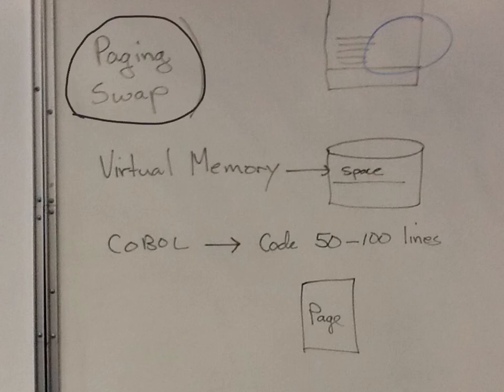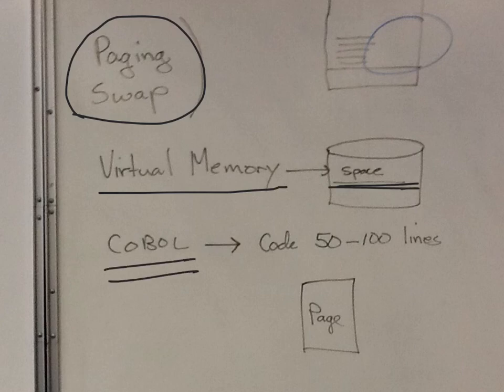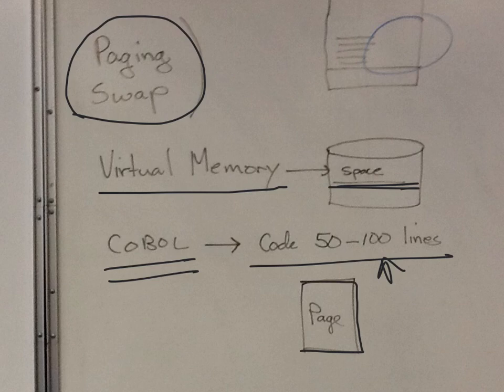We talked about paging, swapping, virtual memory, space on the hard drive. And I talked about the example Cobalt. We used to code it 50 to 100 lines. They'd call that a page. So it's more efficient for the older computers to manage that. That is it.